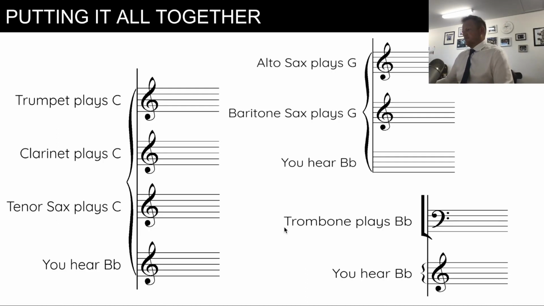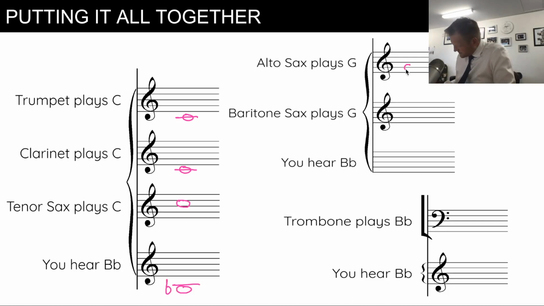Right, what's next? Oh, let's summarize this. If we want to play the same B flat, so we're getting all these instruments to play the same B flat, it's going to look like this. The trumpet needs to play this C, the clarinet needs to play this C. Because the tenor sax is higher, it has to play the higher C, and then all of those you're going to hear this B flat.